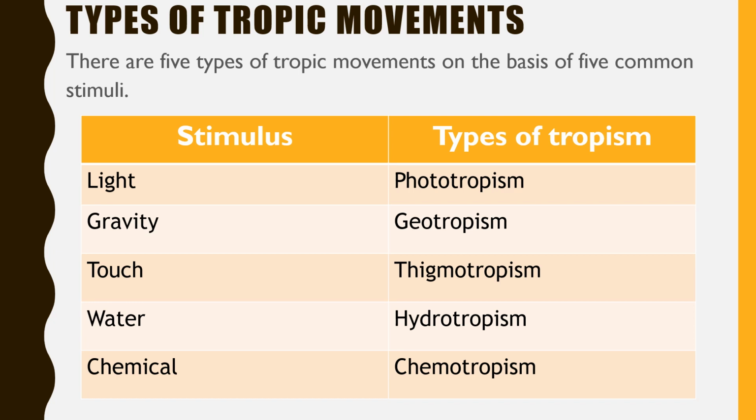Tropic movements in response to light is called phototropism. In response to gravity is called geotropism. Movements in response to touch is called thigmotropism. Movement in response to water is called hydrotropism. And movements in response to chemicals is called chemotropism.